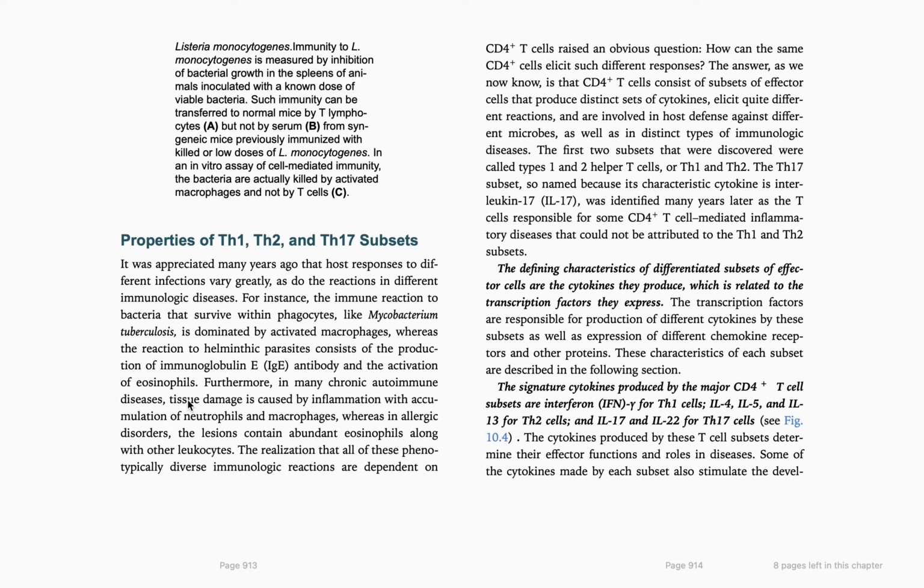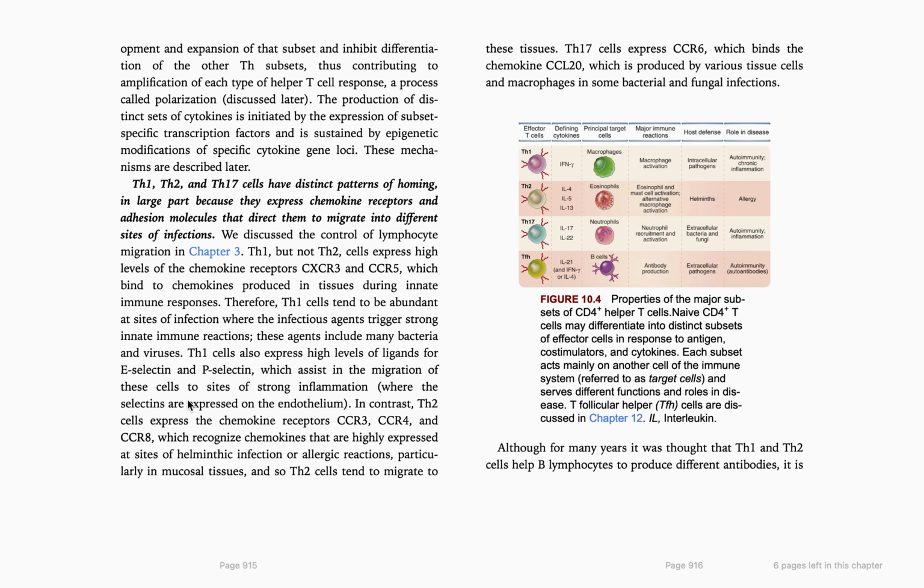The cytokines produced by these T cell subsets determine their effector function and roles in disease. Some of the cytokines made by each subset also stimulate the development and expansion of that subset and inhibit differentiation of other T helper subsets, thus contributing to amplification of each type of helper T cell response, a process called polarization, discussed later. The production of a distinct set of cytokines is initiated by expression of subset-specific transcription factors and is sustained by epigenetic modification of specific cytokine gene loci. These mechanisms are described later.